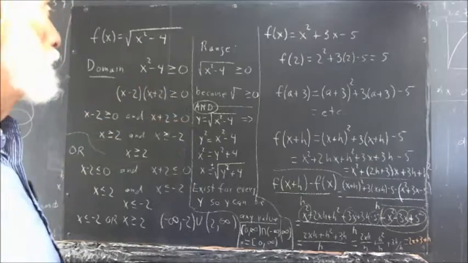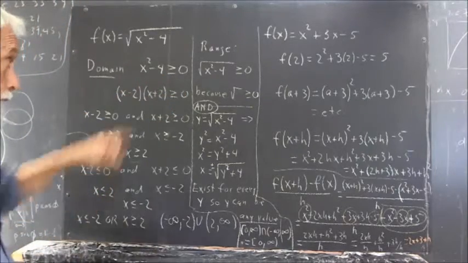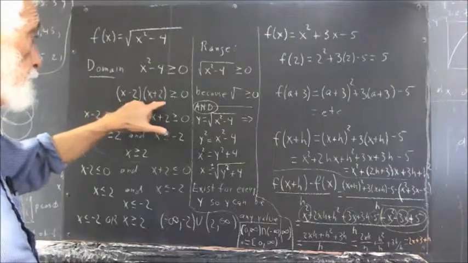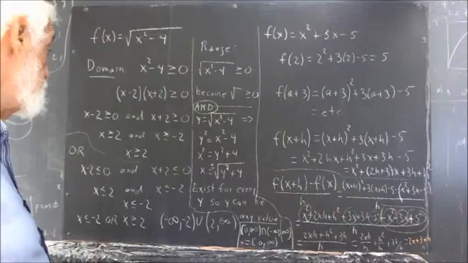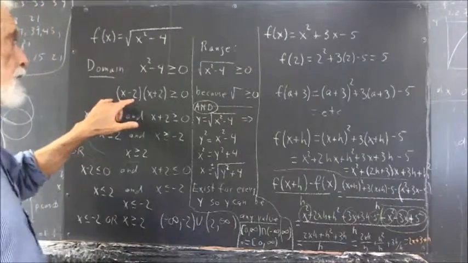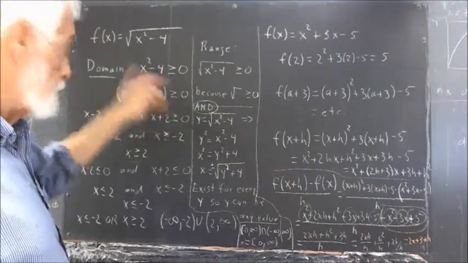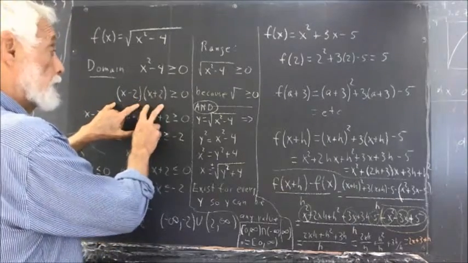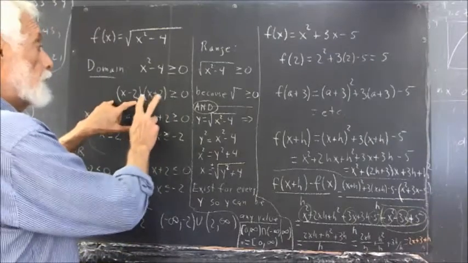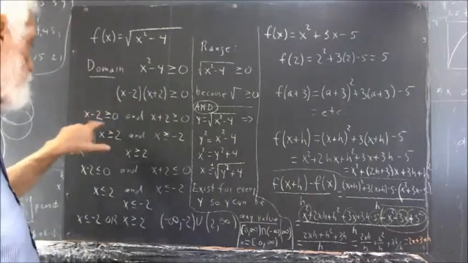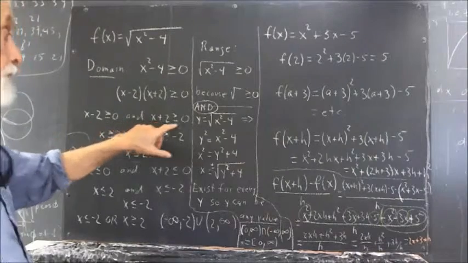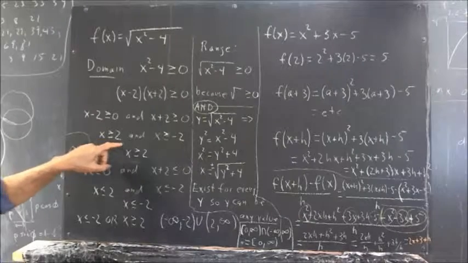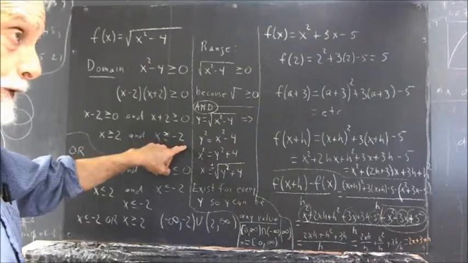This is a quadratic inequality, and one method of solving a quadratic inequality is to factor. We factor and we get x minus 2 times x plus 2 greater than or equal to 0. Now, this says that this times this is positive. The only way that can be is if both are positive, or if both are negative. If they're both positive, then we have x minus 2 greater than or equal to 0, x plus 2 greater than or equal to 0. That gives us x greater than or equal to 2 and x greater than or equal to negative 2.